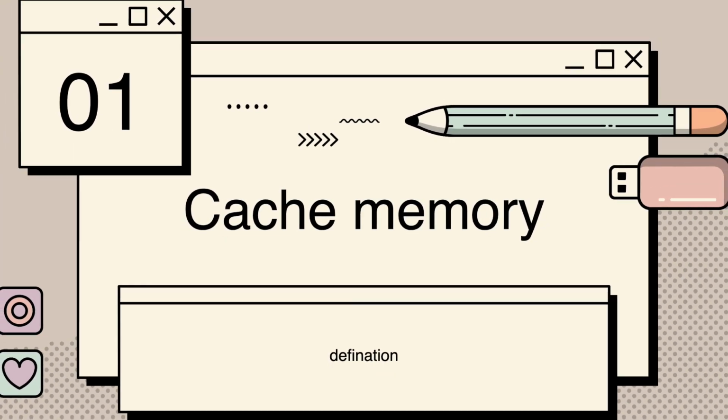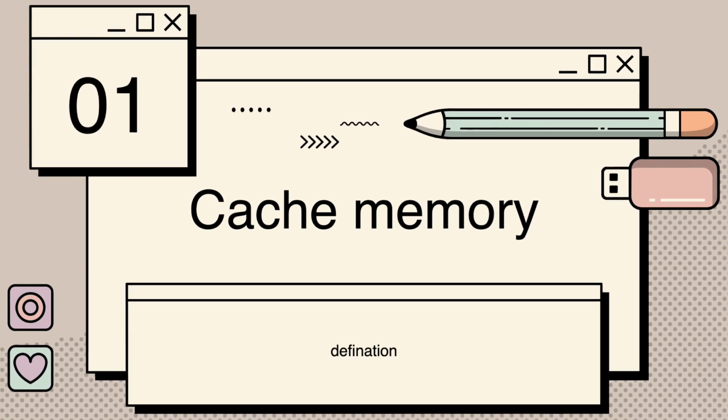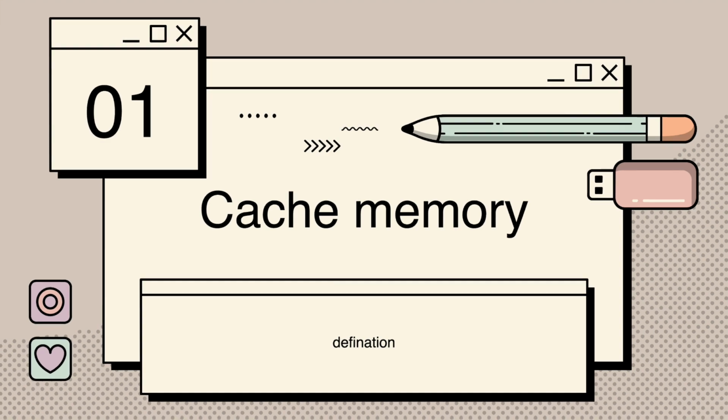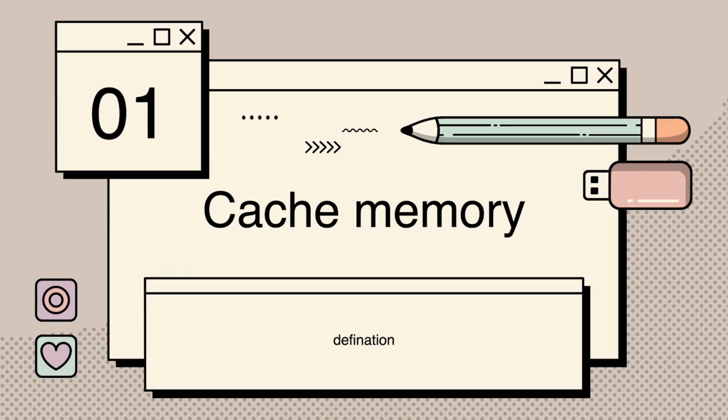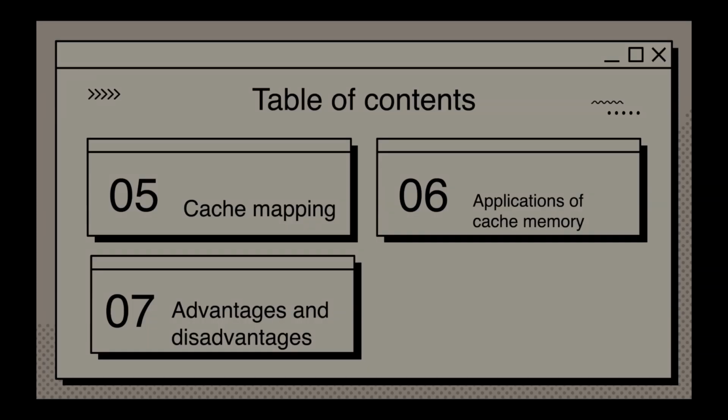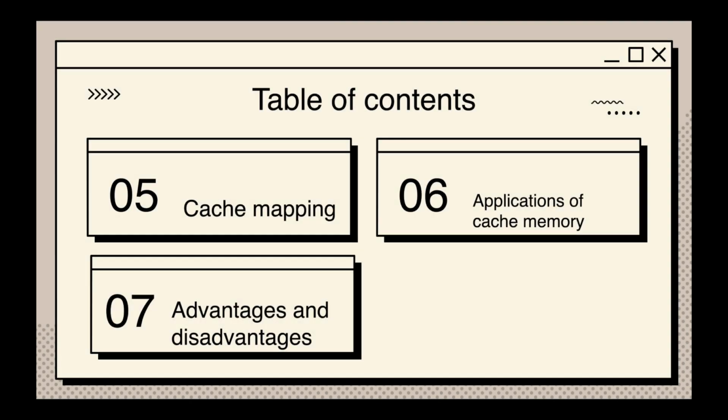I hope you guys might have heard about cache memory. If you haven't, no worries. In this video, we're gonna learn about what is cache memory, how does it work, its characteristics, and many more contents like levels of cache memory, its performance, its mapping, and applications of cache memory, and the main thing, advantages and disadvantages of cache memory as well.